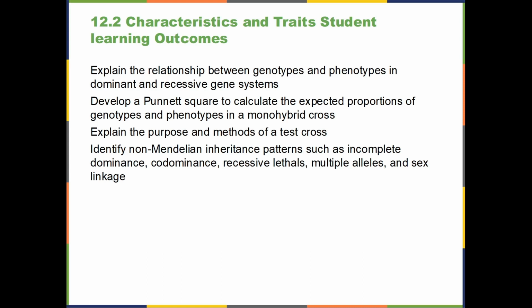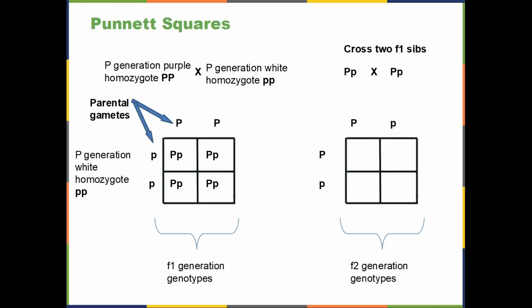Welcome back to Bio 111. This is Chapter 2, Section 2. We're going to be looking at characteristics and traits. Our first part we're going to be looking at are Punnett squares. We mentioned this last section.